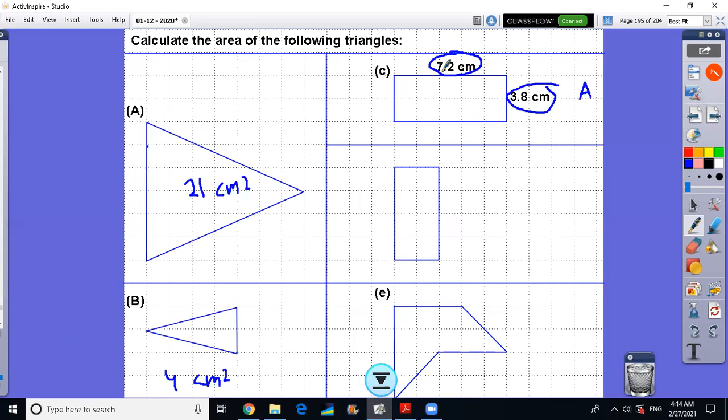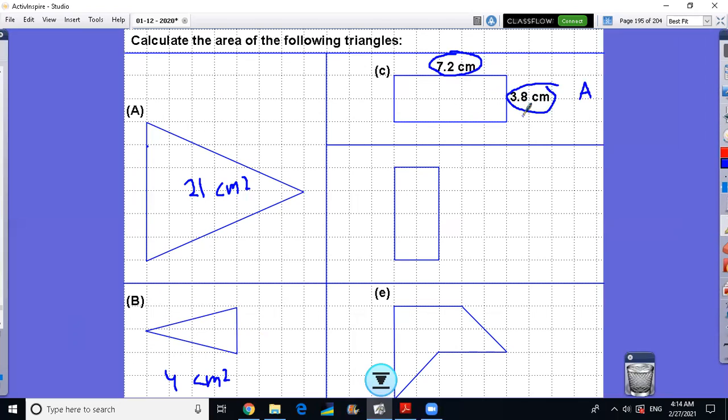So just here, add 7.2 and 3.8, which is going to give you 11 exactly. So here's this plus this. Length plus width is 11. Then you multiply them by 2. That's to find the perimeter, which is 22.